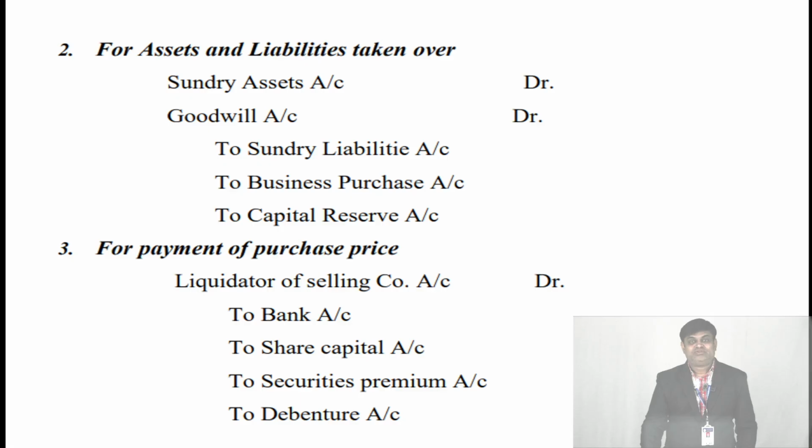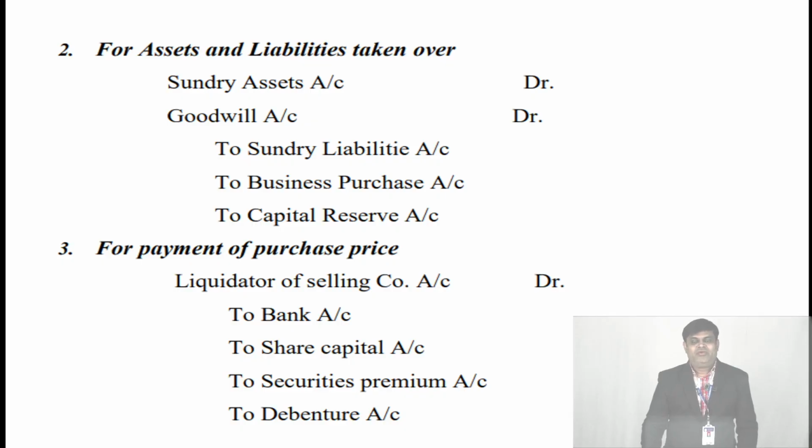Then liabilities are also taken over in the books of the purchasing company. Along with assets we have purchased liabilities. Therefore in the given entry you can see the sundry liabilities are also credited. Then, as I told you, the business purchase account is the temporary account we opened in the first entry. With the amount given in the first entry, the same amount will be credited here, and then the business purchase account will be cancelled. And then the third account is capital reserve.